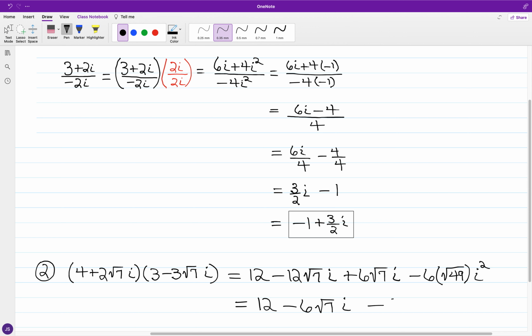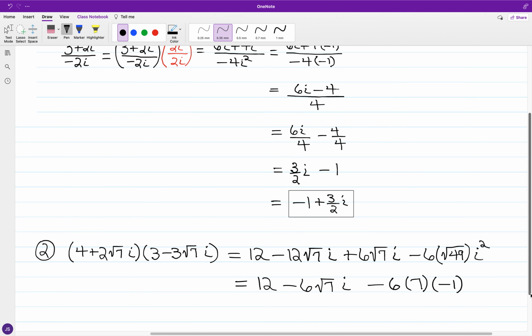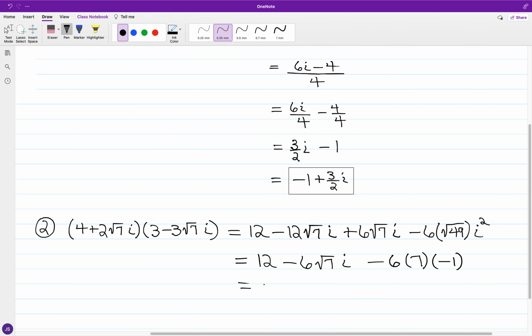Then for what we have toward the end, we have 6. Now we have the square root of 49, so this will be 7. And once again, i squared is going to be -1. Looking at the follow through, we have 12 minus 6 times the square root of 7 times i. And then for the constant product at the end, we have -6 times 7, which is -42. -42 times -1 is going to be a +42.